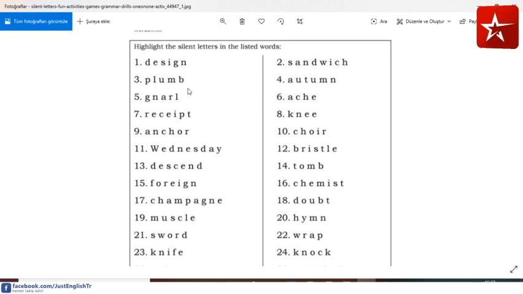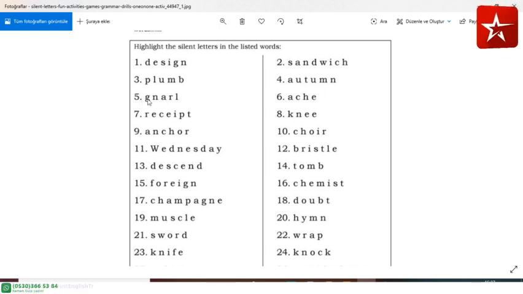Yes, plumb. Number 4, autumn. Which letter isn't pronounced here? Autumn. Number 4. N. Leyla says N. Yes, N is the correct answer. Mutlu, Leyla, Zeynep, Hülya, Baran, Zafer, Esen, Dilan. Yes. Okay, autumn. We don't pronounce N here.